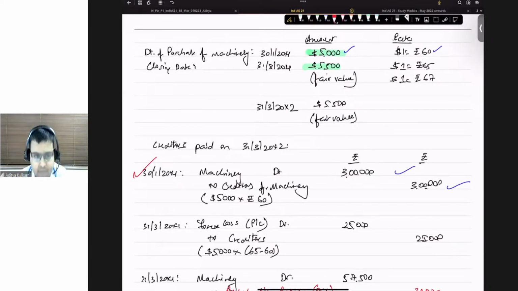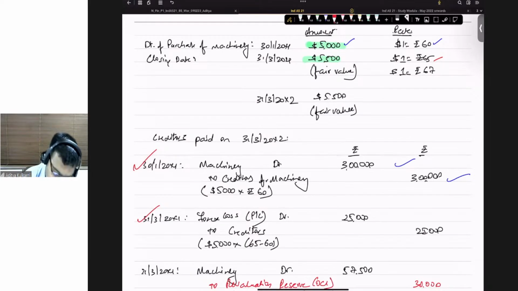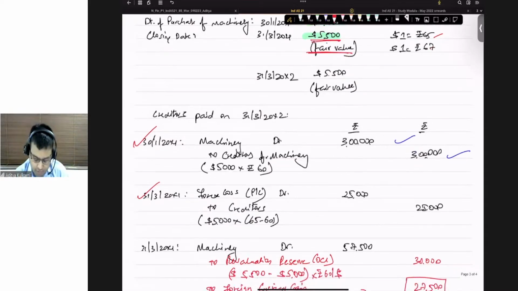31st March X1. We are having restatement of creditors. So creditors, the rate went from 60 to 65. So we are having forex loss, which gets recorded in the profit and loss. Okay. So that comes to 5,000 into 5, 25,000. So forex loss also you would have understood. Okay. Now we move on to the next one. We have done a fair valuation, 5,500.